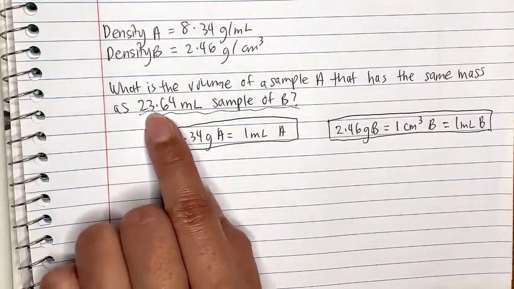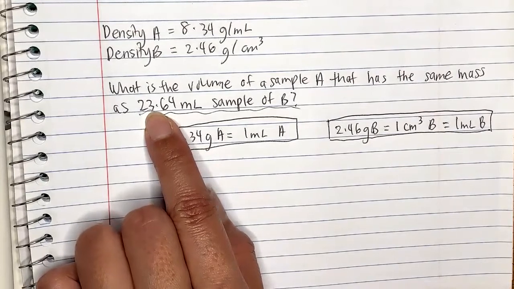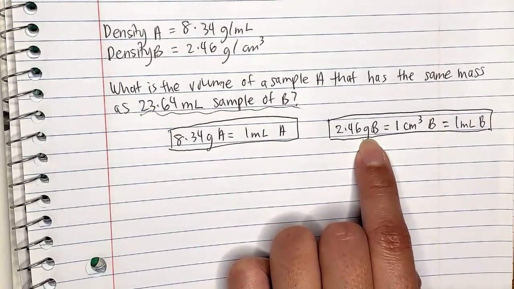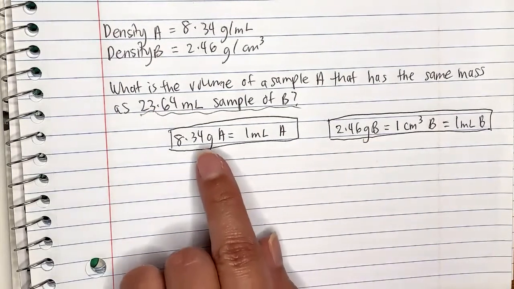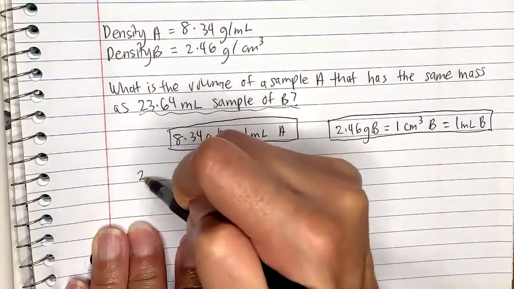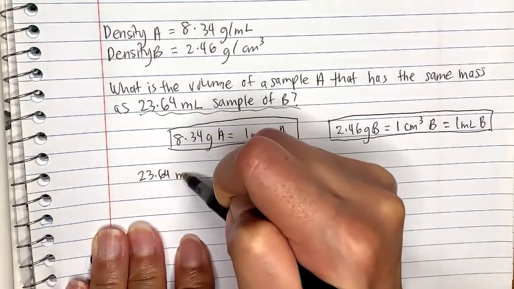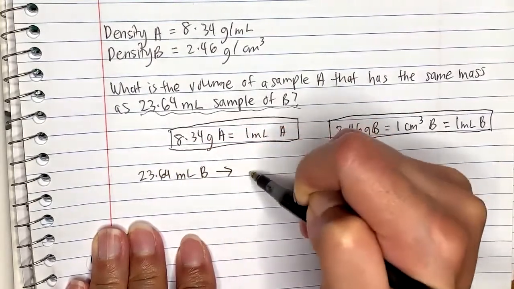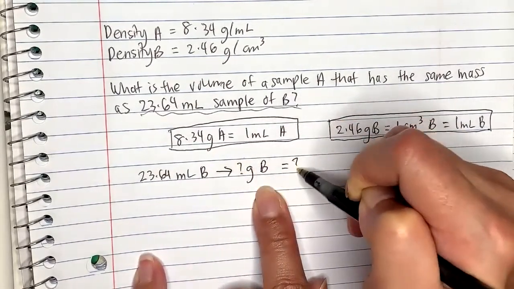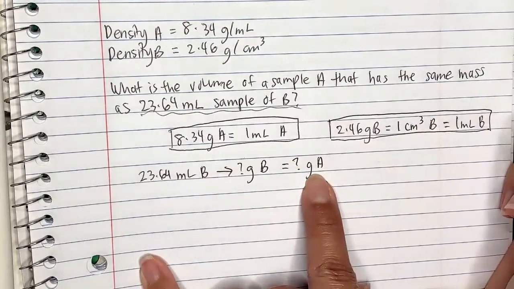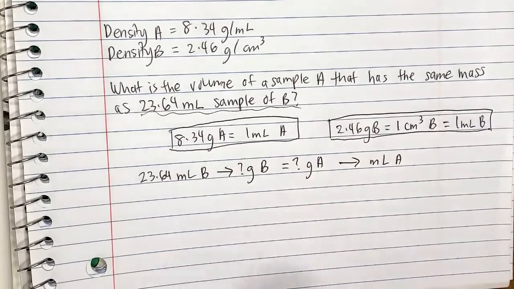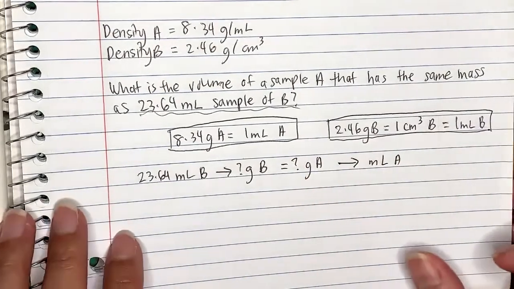So now I have milliliters of B. I want to convert milliliters of B to grams of B. And then the grams of B is the same as the grams of A. Then I'll take that grams of A and convert it to milliliters. So let's go ahead and start. I will take 23.64 milliliters of B and turn it into grams of B. And then this grams of B is the same as my grams of A. And I'll take the grams of A, turn it into milliliters of A, which is what the question was asking for. Okay?